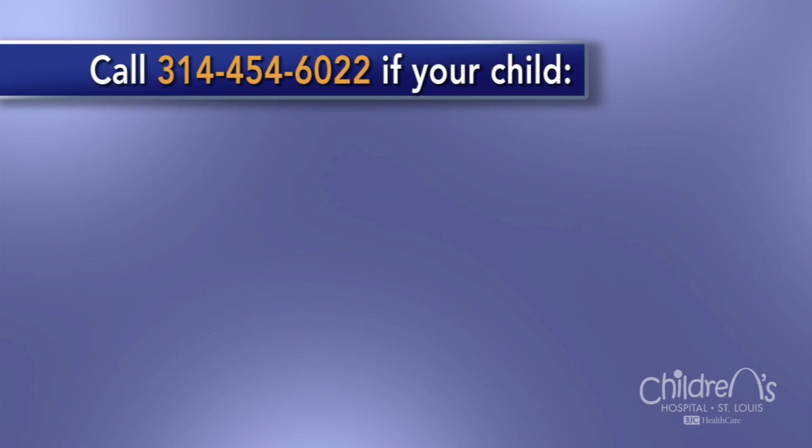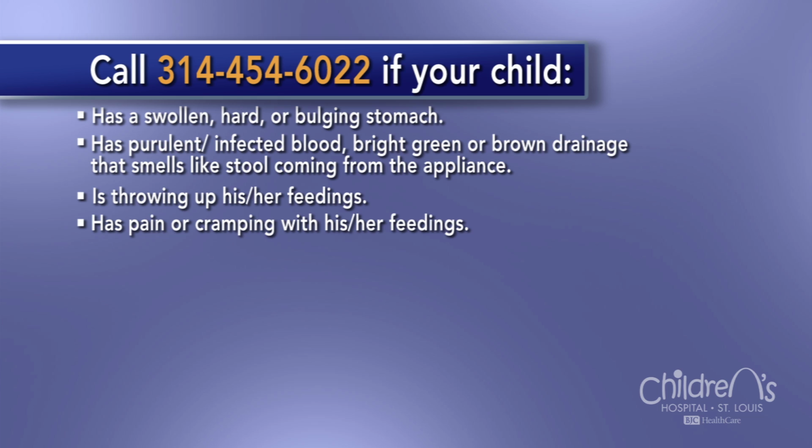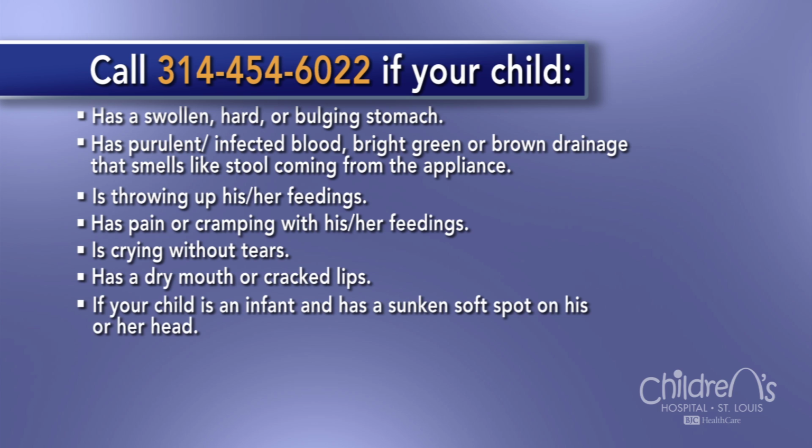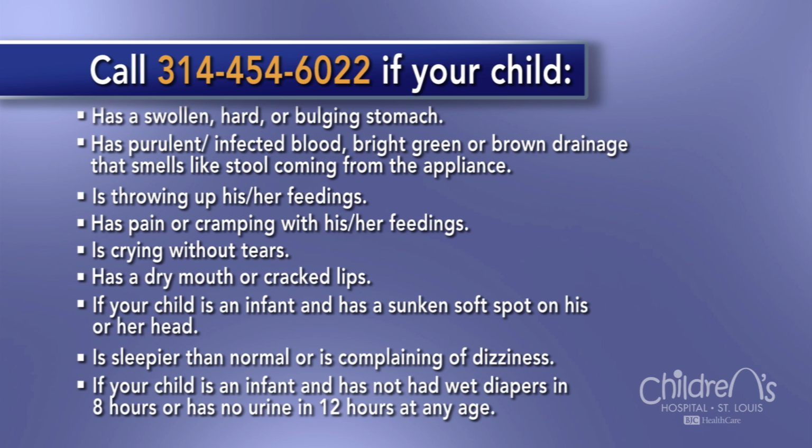If your child has had the gastrostomy appliance less than 1 month, you should call the pediatric surgery office if your child has a swollen, hard, or bulging stomach, has purulent, bloody, bright green, or brown drainage that smells like stool coming from the gastrostomy appliance, is throwing up his or her feedings, has pain or cramping with his or her feedings, is crying without tears, has a dry mouth or cracked lips, if your child is an infant and has a sunken soft spot on his or her head, is sleepier than normal, is complaining of dizziness, if your child is an infant and has not had a wet diaper in 8 hours or has no urine in 12 hours at any age.